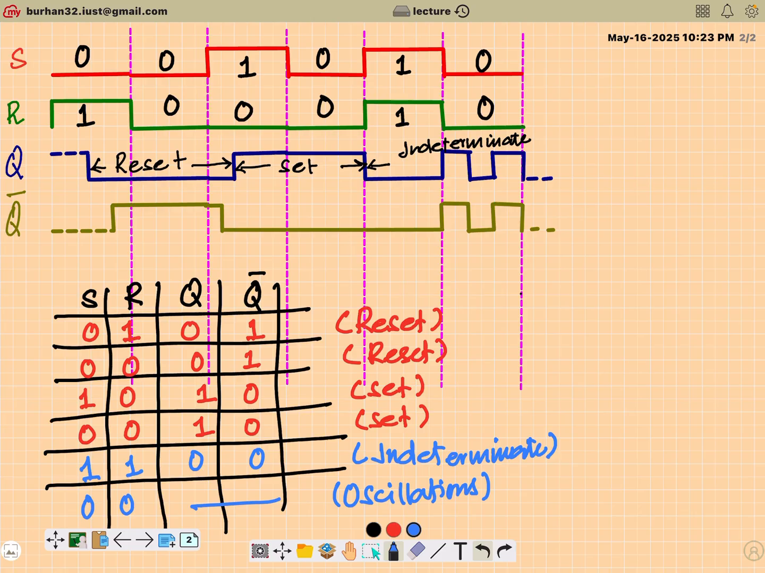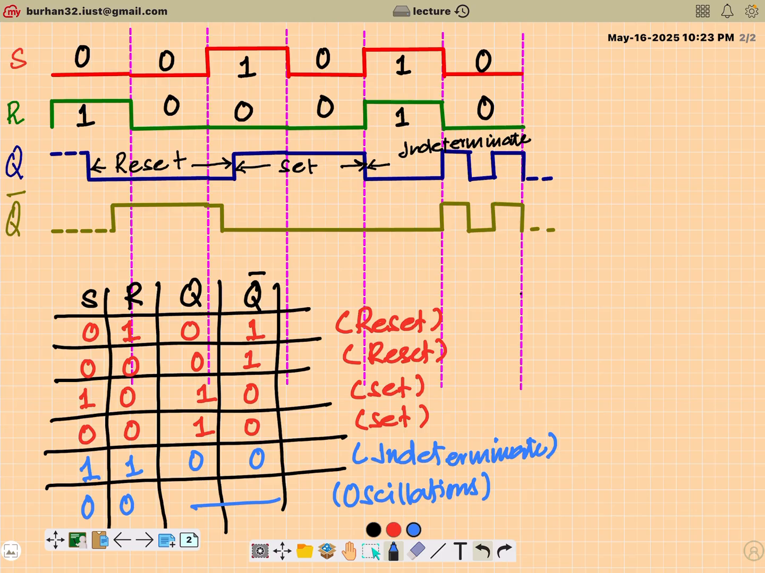Right? So to sum it up, the basic SR latch solves my problem in the sense that I'm able to store both 0, corresponding to the reset state, and 1, corresponding to the set state. But the problem is that as soon as the condition 1 1 appears at the input, it goes into the undefined state, and immediately after the undefined state, my circuit breaks into oscillations.